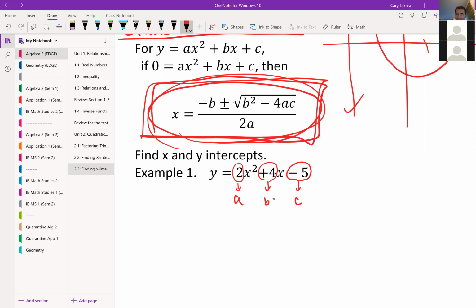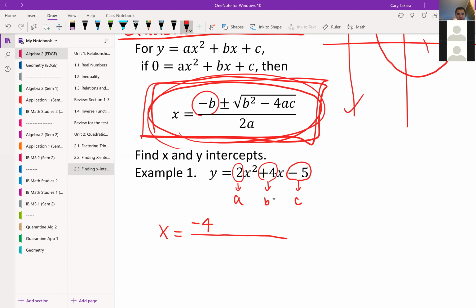And I know it's easy for me to say this, but all you have to do is just substitute A, B, C, or 2, 4, -5, into that formula. And then you have the x-intercept, okay? So let's try that. The first step is to just plug in. First, the formula is calling for -b. B is 4, so it's going to be -4. Or you can think of it as the opposite of B, okay?